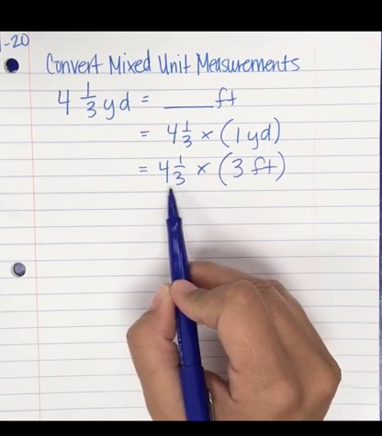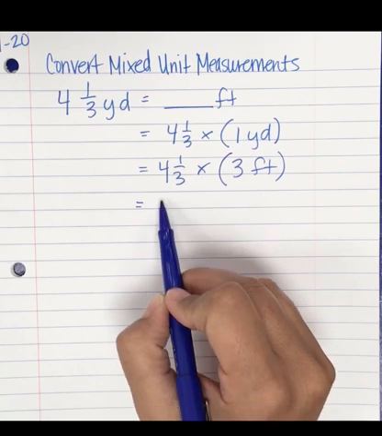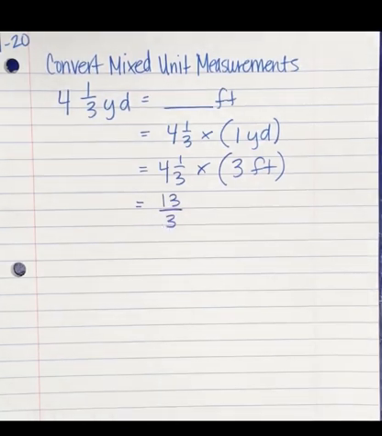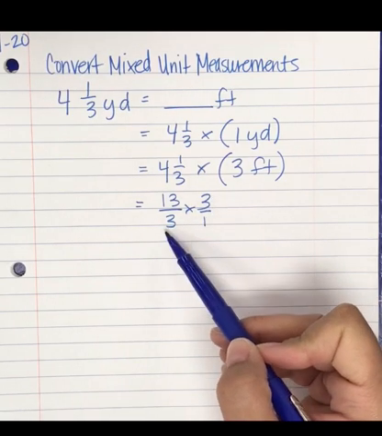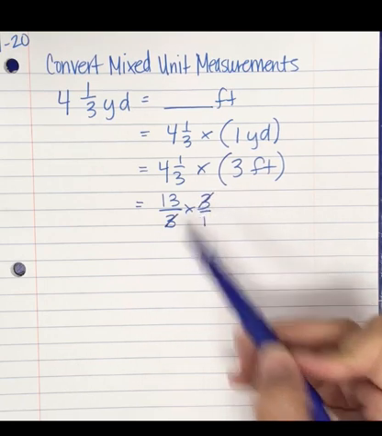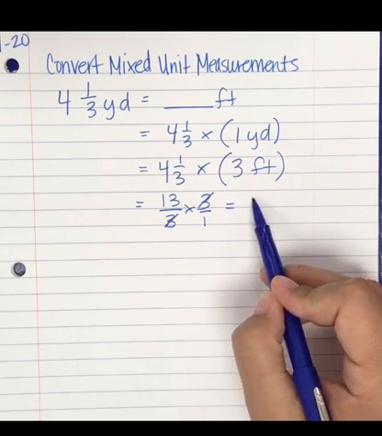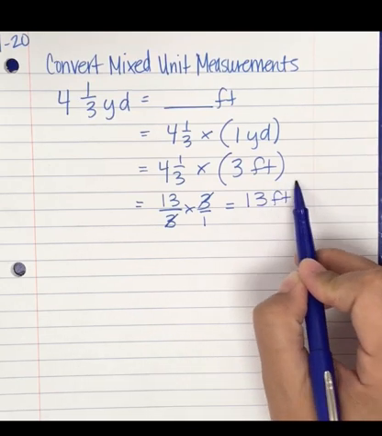In order to do that, we need to convert this to an improper fraction. So we've got 3 times 4 is 12 plus 1. So 13, you keep the same denominator, 13 thirds times 3. And we know with whole numbers, you can put that over 1, multiply straight across. The other thing we know is that when you have the same number in the numerator and the denominator, they basically cancel each other out. This is like 3 divided by 3, which is 1. So we're going to cancel those out, and that leaves you with 13 over 1, which is the same as 13 feet.